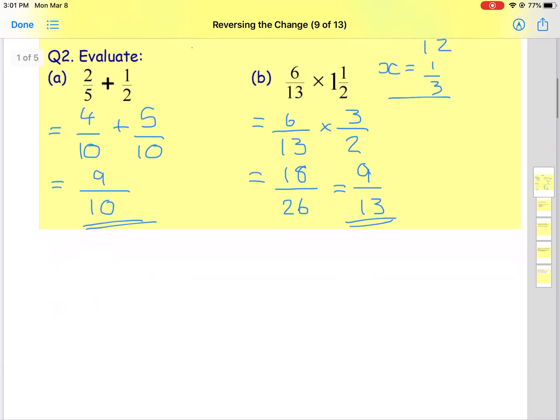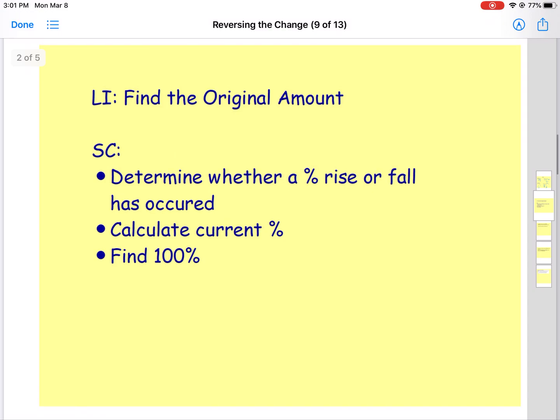Okay, on with our percentage questions then. So today we're looking at finding the original amount, also known as reversing the change. This is something we have covered in class already. As with the appreciation and depreciation questions, it is a recap and then a little bit of a deeper exploration into some of the questions.